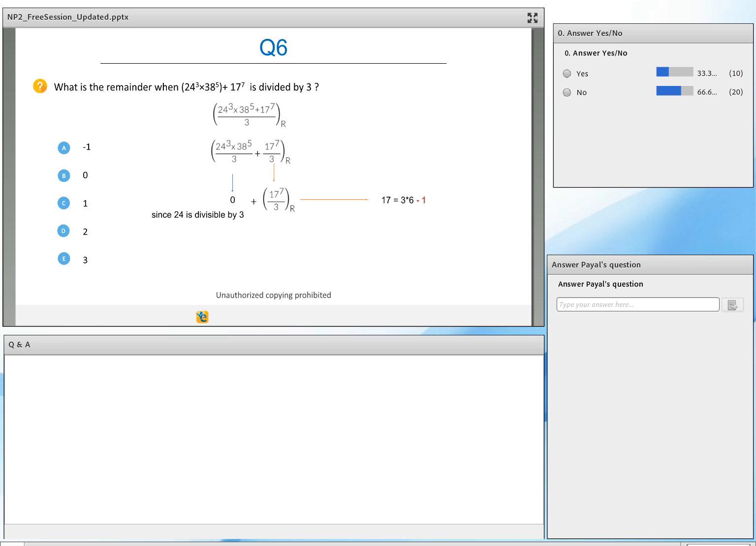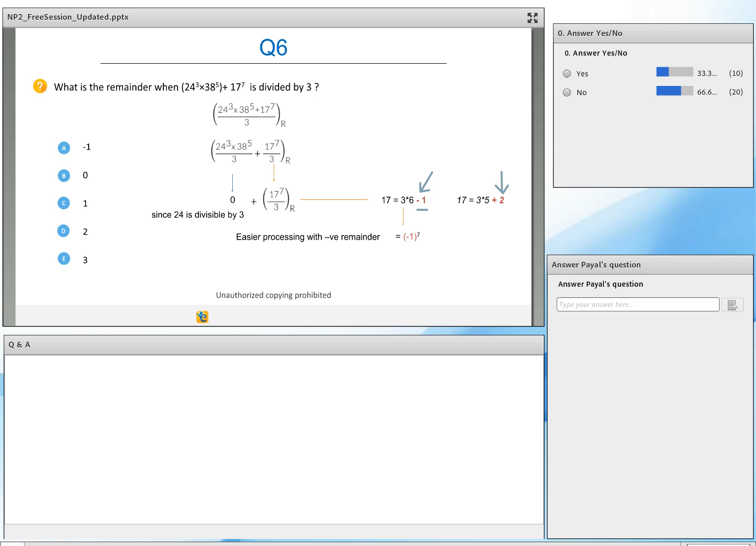Now again, I can take the 7 out because again, remainders can be multiplied. So what I do is 17 is equal to 3 times 6 minus 1. I'm writing it as 3 times 6 minus 1 instead of writing it as 3 times 5 plus 2. So I'm not using plus 2 as the positive remainder. I'm using minus 1 as the negative remainder. Why? Because I need to do processing further. What I have to do is raise the remainder by the power 7 to calculate my answer.